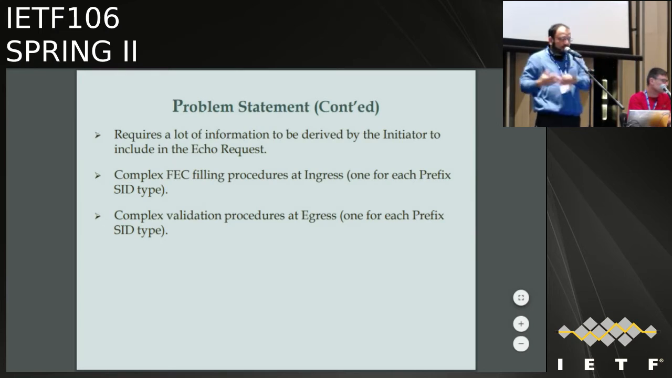And it also has complexity for the egress, because the egress has to validate a lot more information, read that information, gather that information, and do a lot more processing against that information.